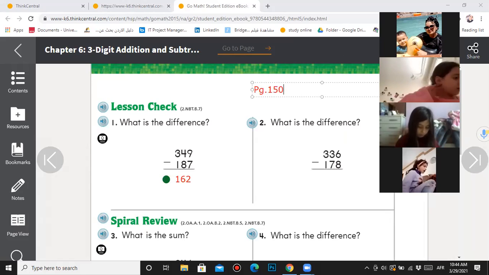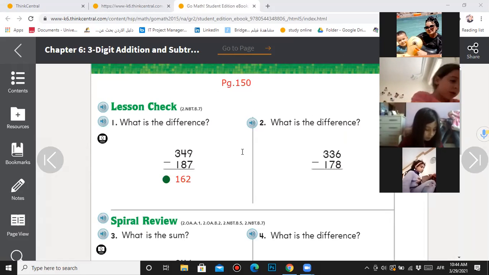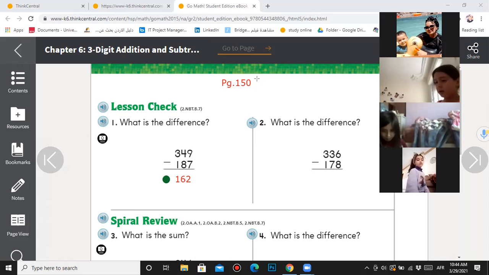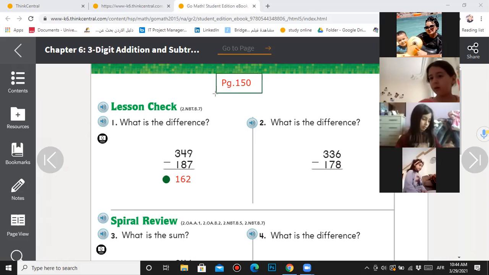150. Practice book. Lara, did you do question number one? Which page are you on? Page 148. Miss, we are at 150. Look. Yes, it was homework. 162. Yeah, question number two. Can you give me the answer? What is the answer to question number two?